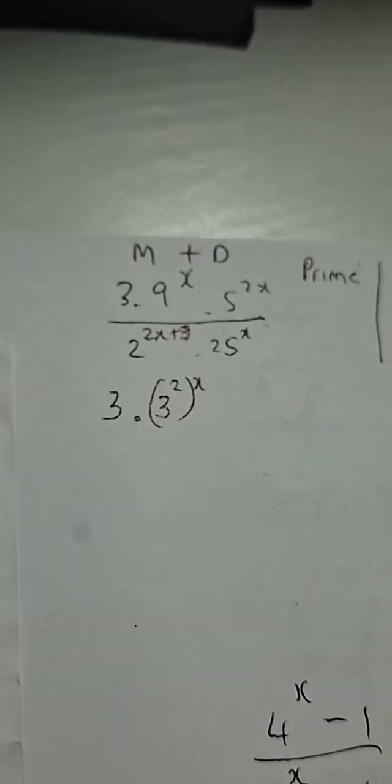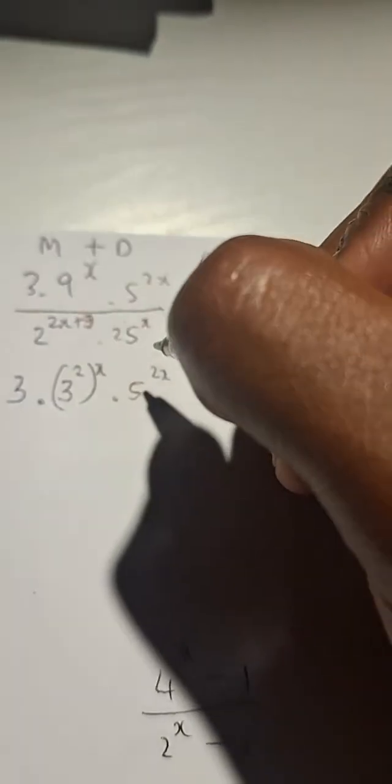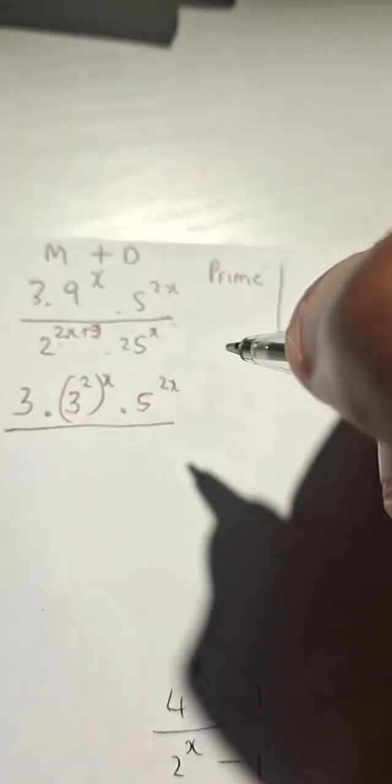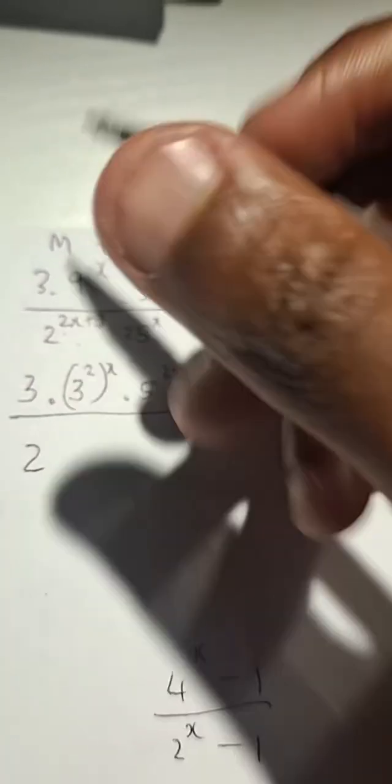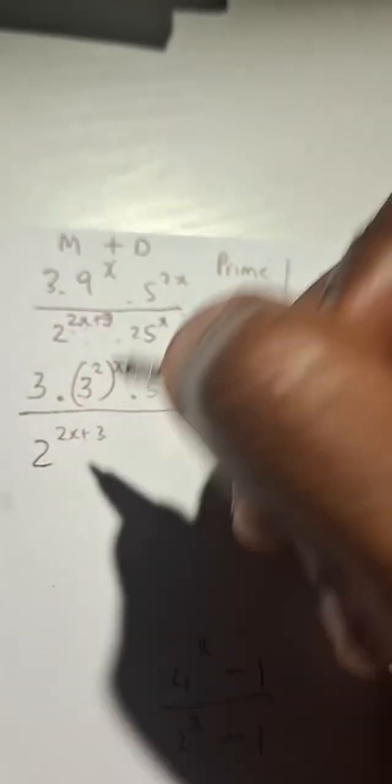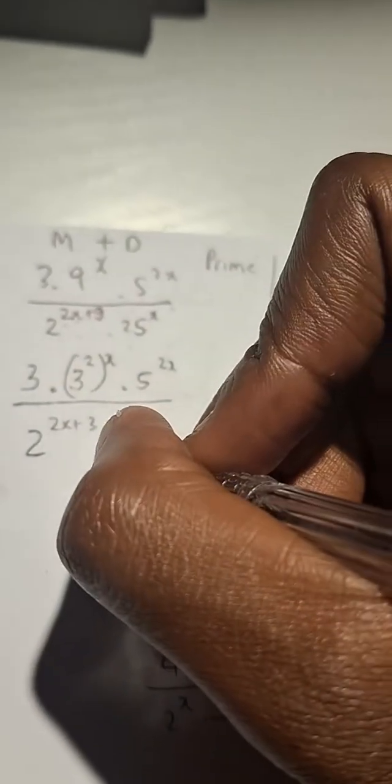It's 3 times 9. Change it to a prime base. It's 3 to the power 2. You put it in brackets, the x on the outside. Times 5 is already prime, and it's 5 to the power 2x. 2 is already prime. It has 2 to the power x plus 3. And then 25. We use our calculator. You just press 25 is equal to shift fact.